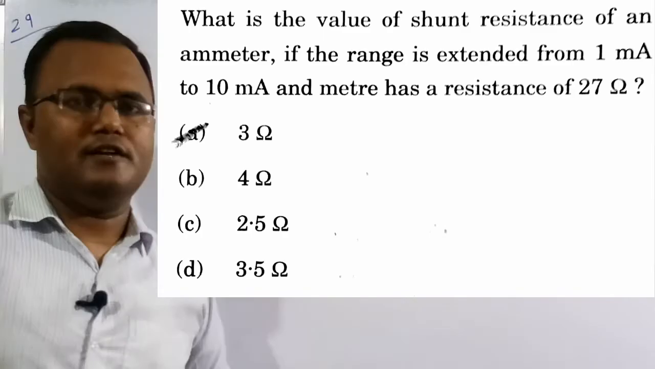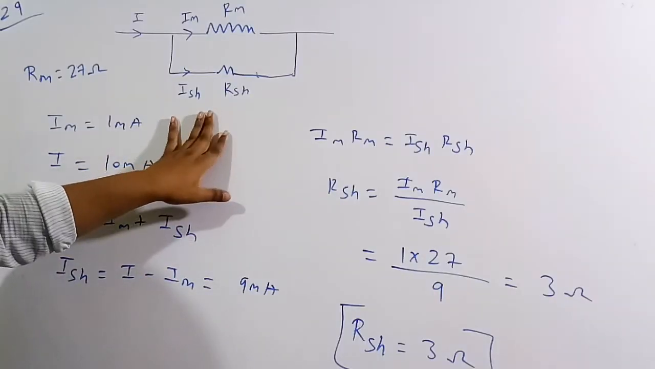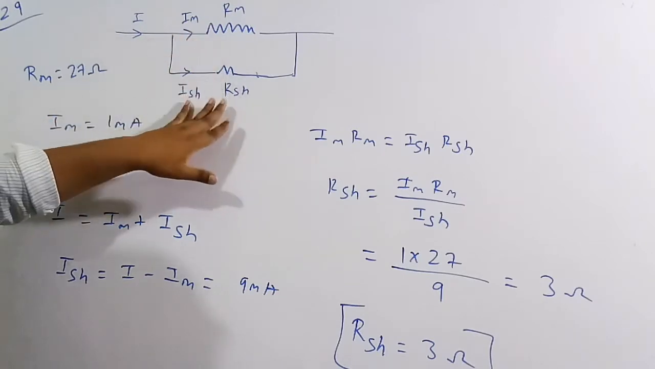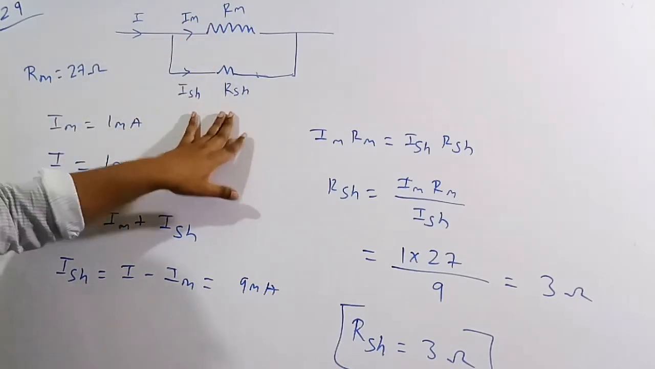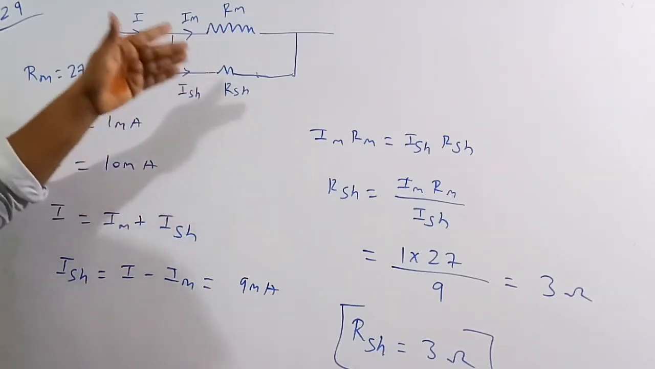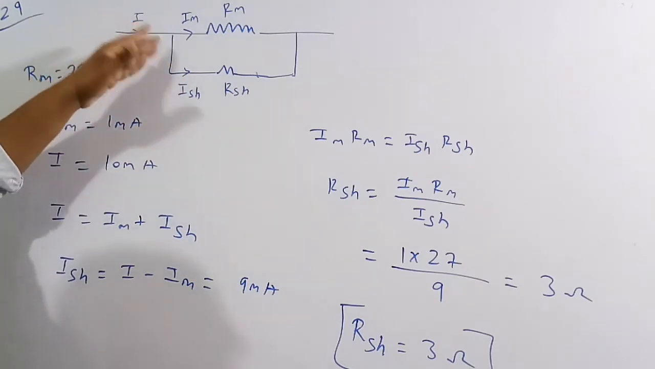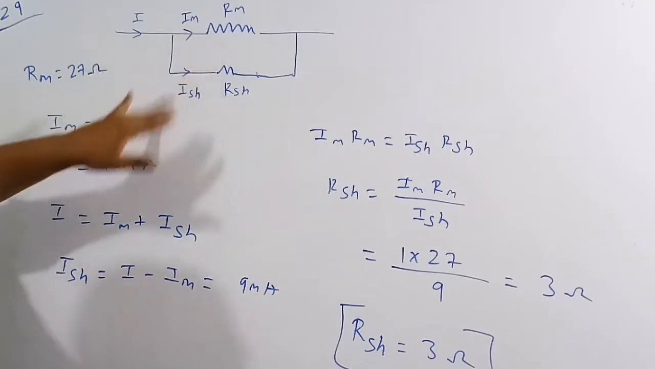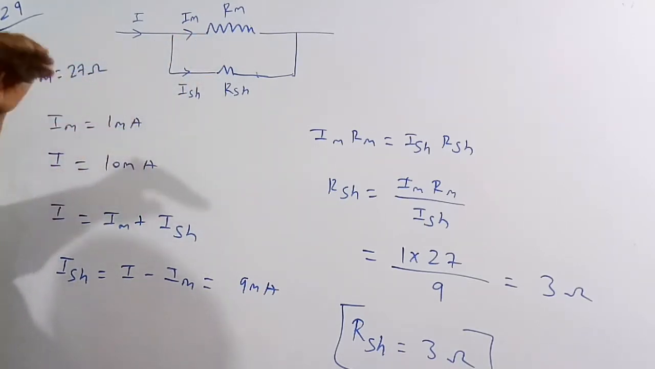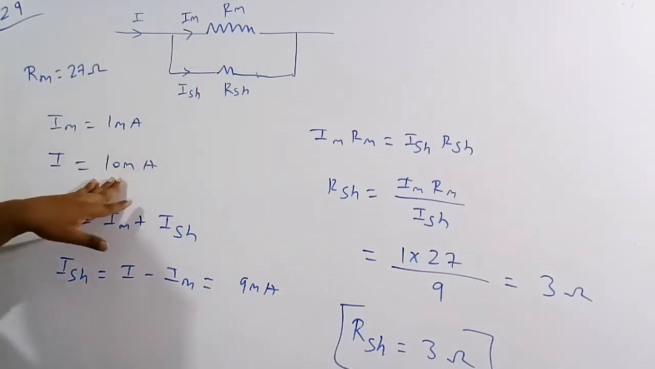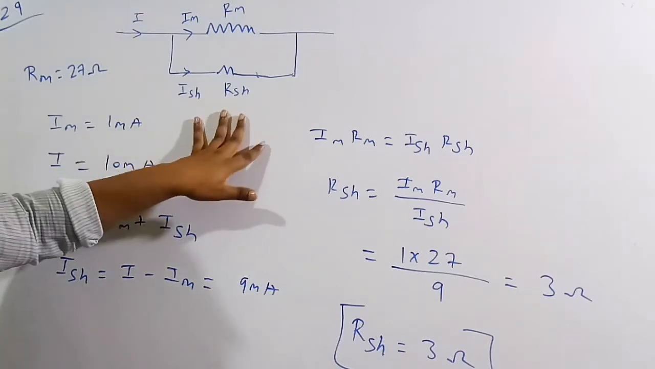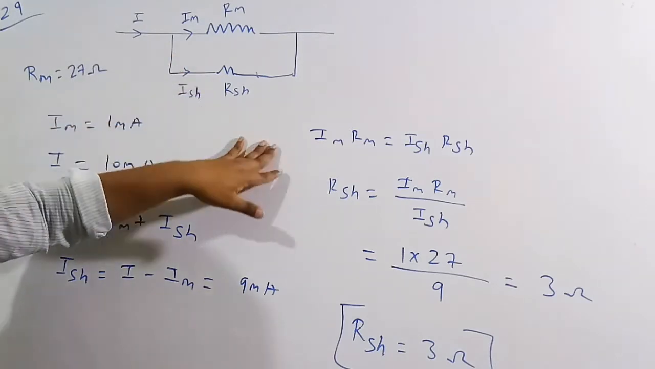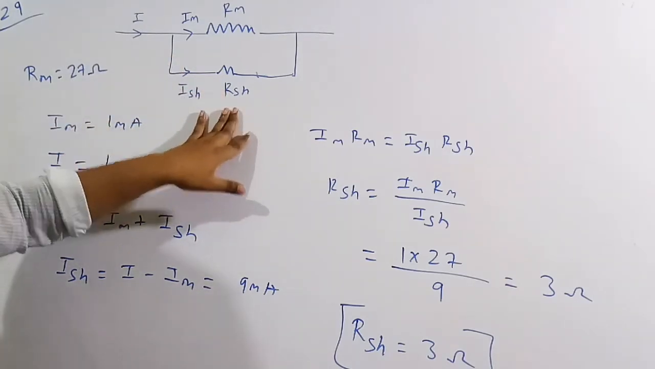So let's solve this numerical. Basically this is a PMMC circuit here. This RM is the meter resistance and IM is the meter current, and here this is RSH. We keep the shunt resistance in order to flow the excess current through this RSH. Initially IM is equal to 1 milliampere, and you want to extend the range from 1 milliampere to 10 milliampere. So you have to keep an extra shunt resistance, to make the remaining current flow through this shunt resistance instead of RM.